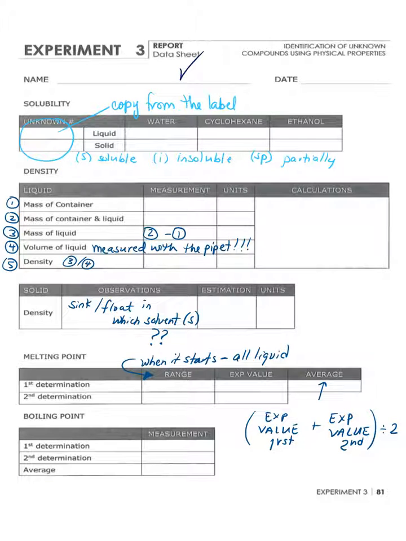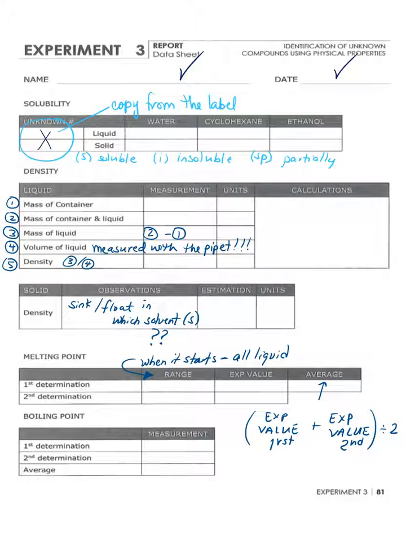Make sure to include your name and the date on your report. For your solubility, in the table, make sure that you're adding the number that you have in your liquid and in your solid. So you're going to have two containers, one with your unknown liquid, one with your unknown solid. Both containers have the same number, so make sure that you copy the number from the label right here. Okay, you should have the same number for both.